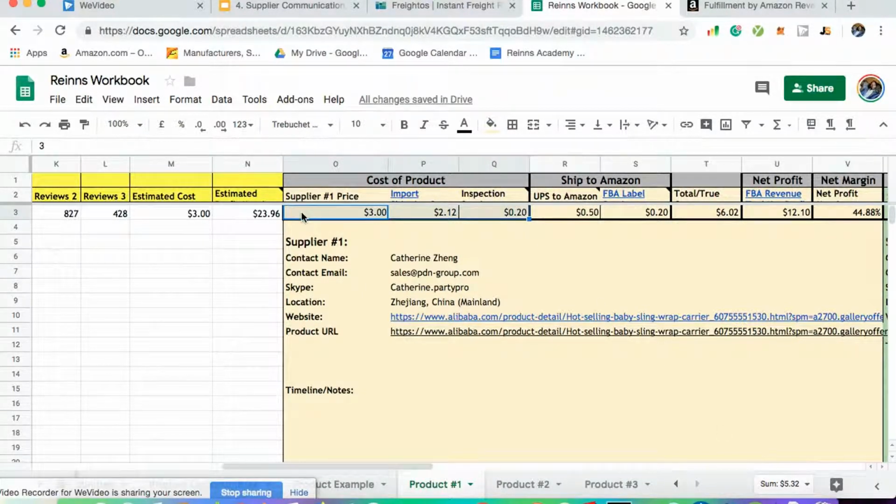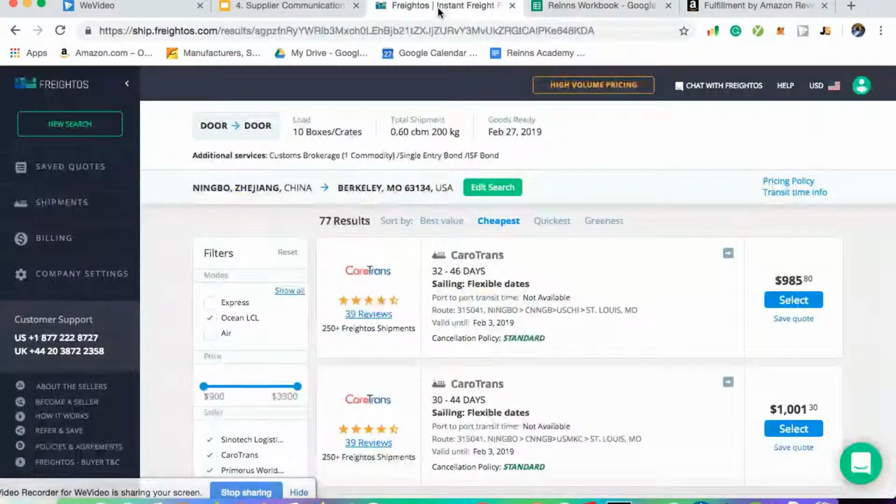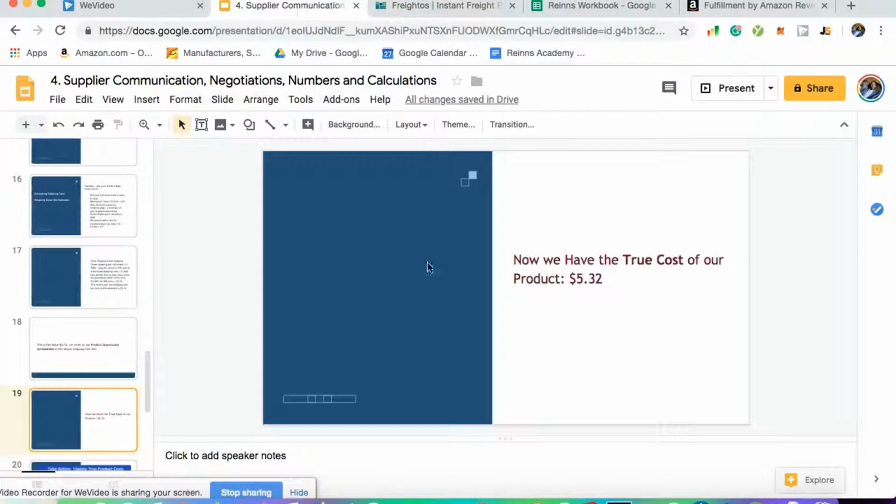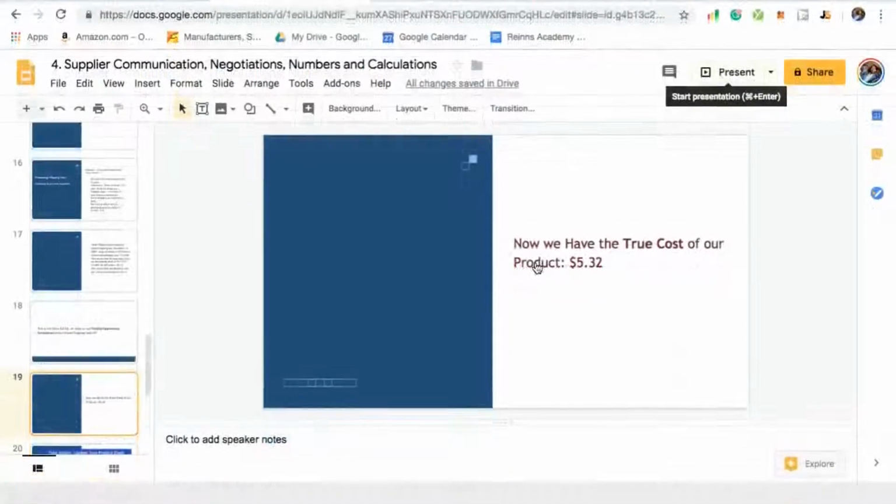Now for the true cost of everything, you'll have to add the cost of product together with the shipping fees to Amazon. You literally just highlight all this. It gives you a sum of 6.02. So there you go. I'm just going to show you how to use this when we get the final numbers. Good. So far so good. I think we are doing great. So let's go back to the slides and see where we are.